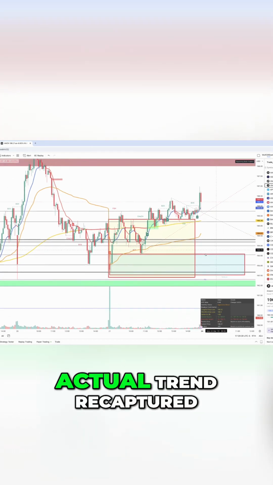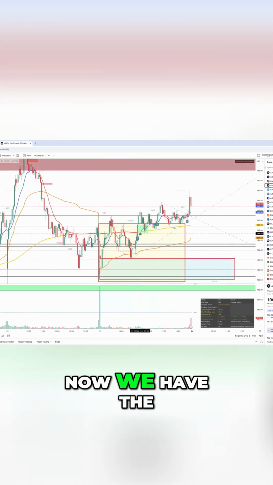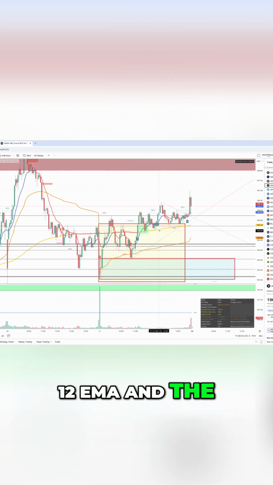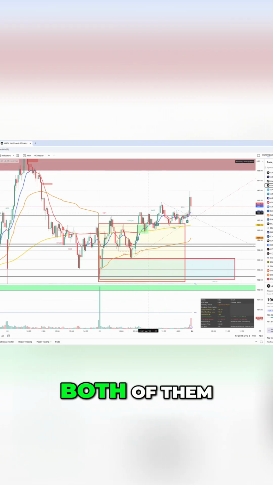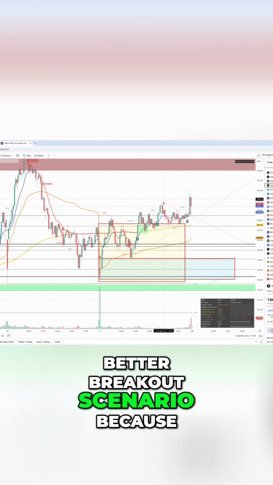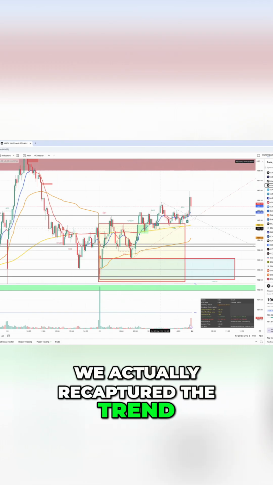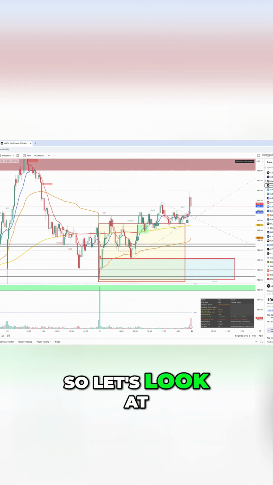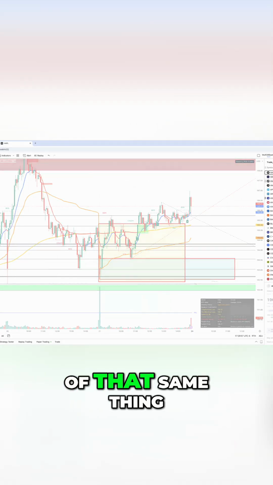And so when is the actual trend recaptured? Now we have the 12 EMA and the 200 EMA. We're on top of both of them, and that's what put Amazon in a better breakout scenario, because we actually recaptured the trend, right? So let's look at another example of that same thing.